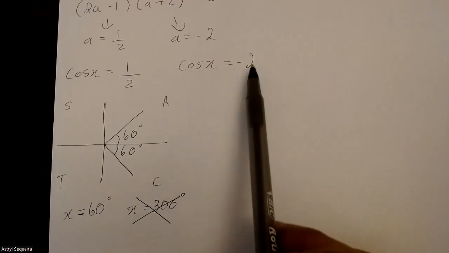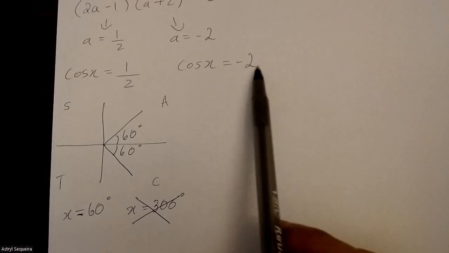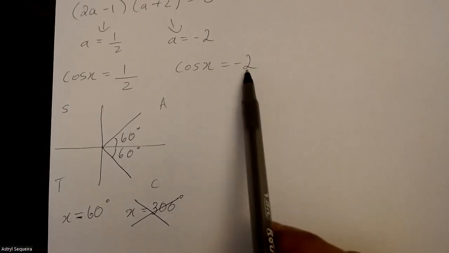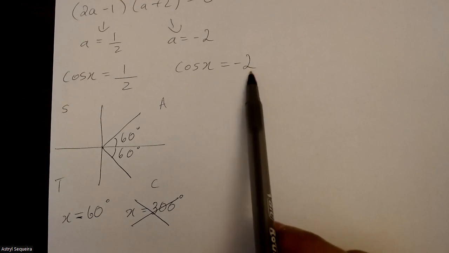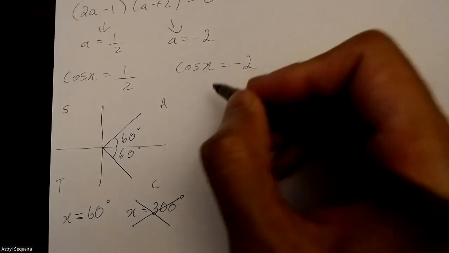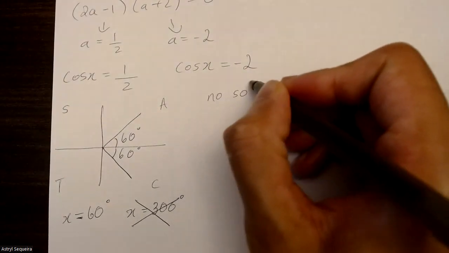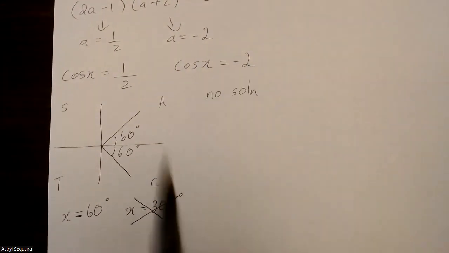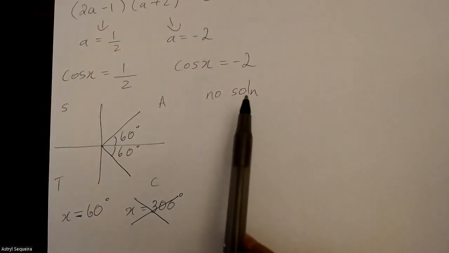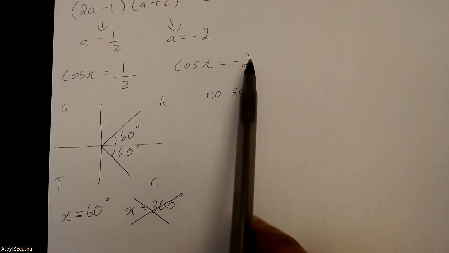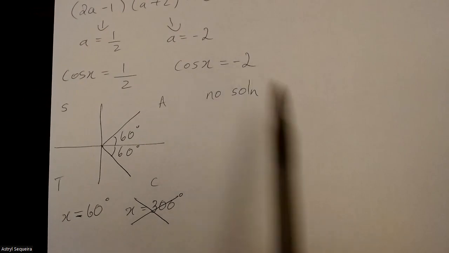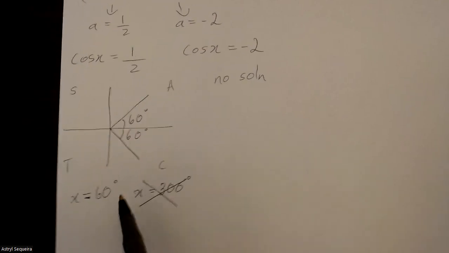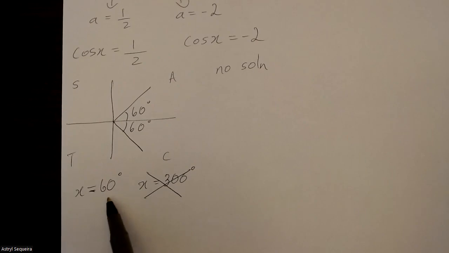For this one, I have cos x equals negative 2. Remember, for sine and cos, if your value is above 1 or below negative 1, there's going to be no solution here, because you can't do the cos inverse of positive 2. You'll just get a math error in your calculator. And sine and cos graphs have to be between negative 1 and positive 1. So the only solution in this question is 60 degrees.